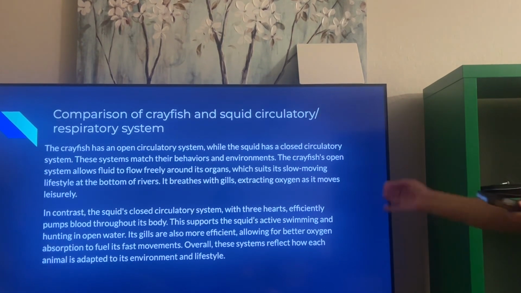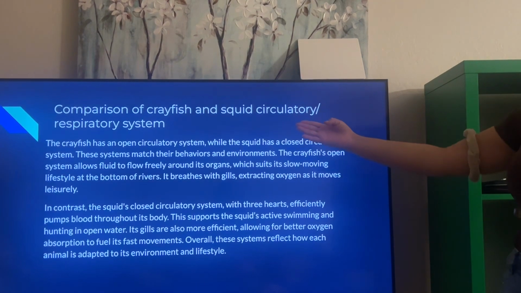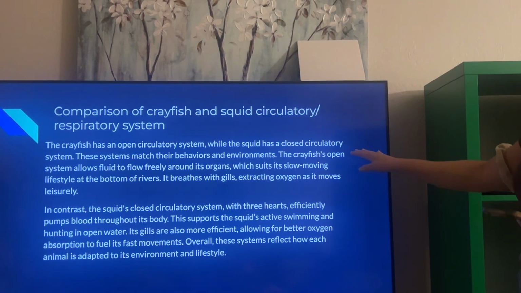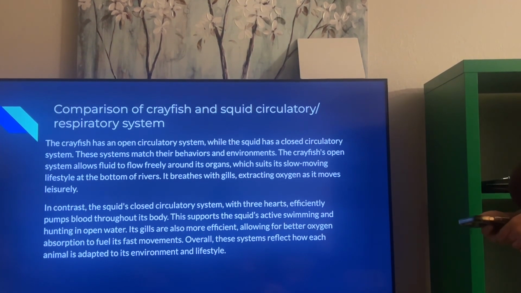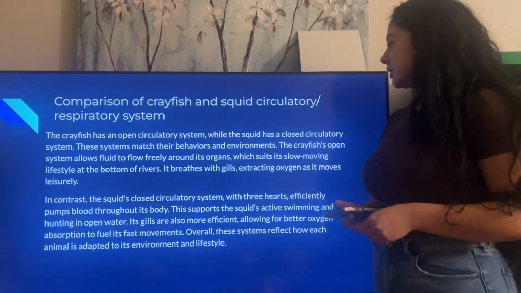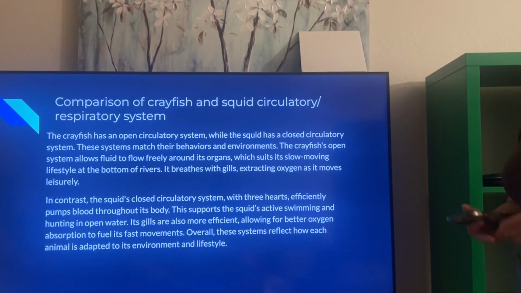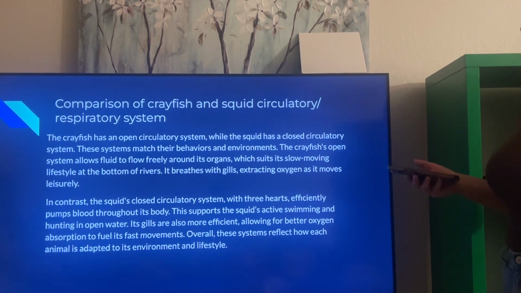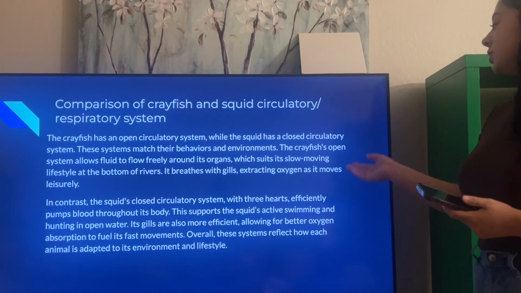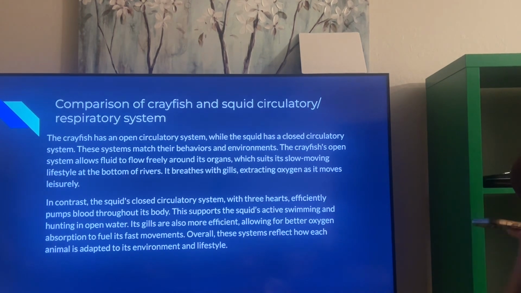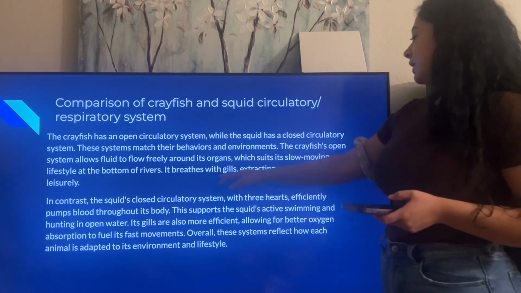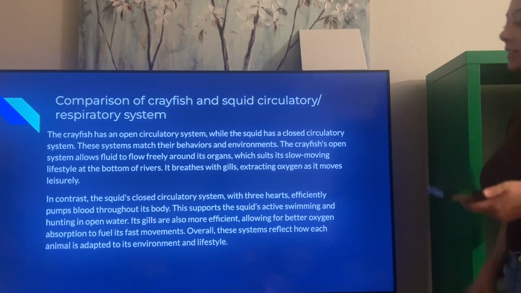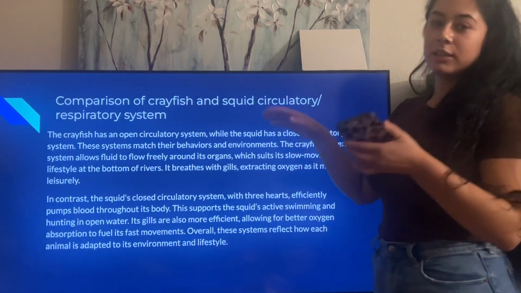To compare and contrast, the crayfish has an open circulatory system while the squid has a closed circulatory system. These systems match their behaviors and environments. The crayfish's open system allows fluid to flow freely around its organs, which suits its slow-moving lifestyle at the bottom of rivers. It breathes with gills, extracting oxygen as it moves calmly and leisurely.